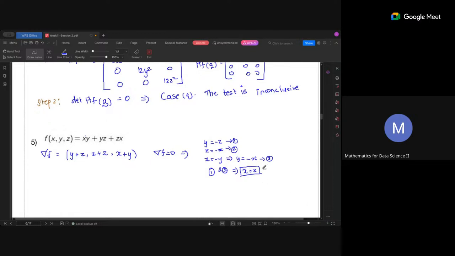So now let's call this 4. Now from 2 and 4, what do you get? You get x is equal to z is equal to 0. So now x is 0, z is 0. So this should imply y is also 0. So now again, you are going to get the only critical point as (0, 0, 0).